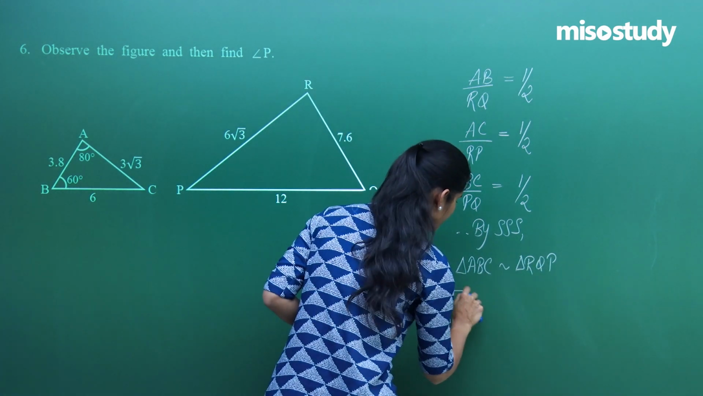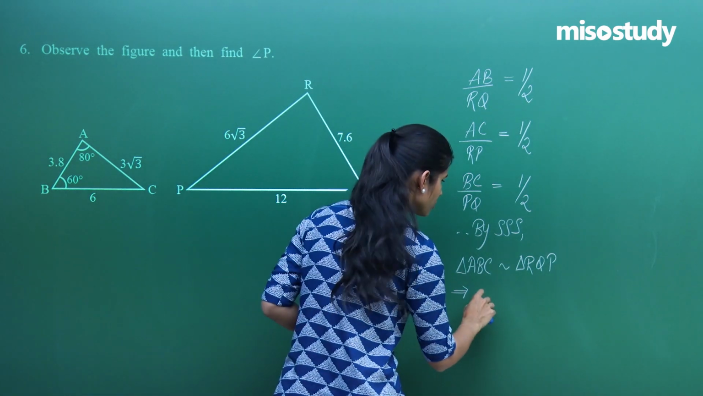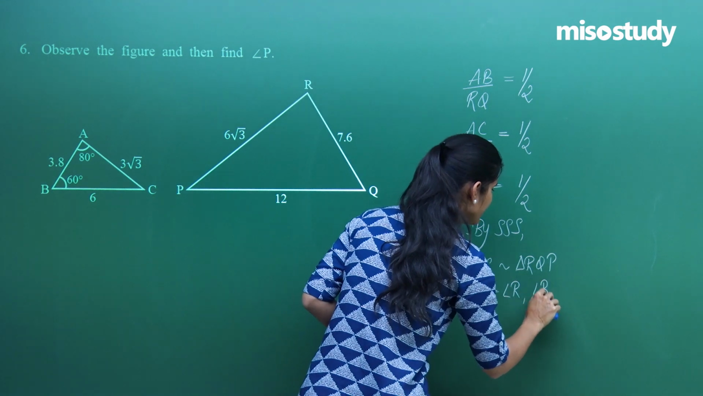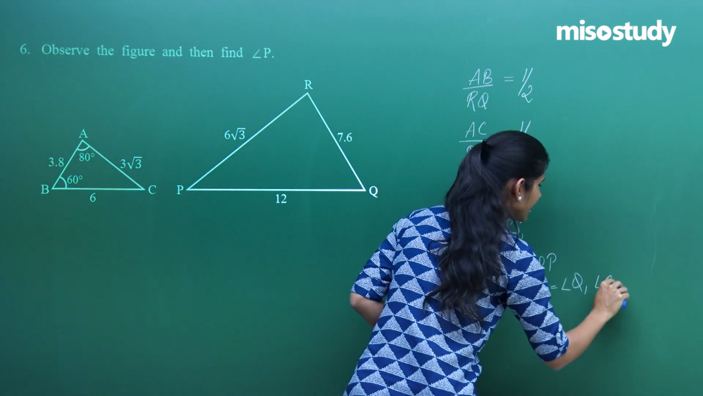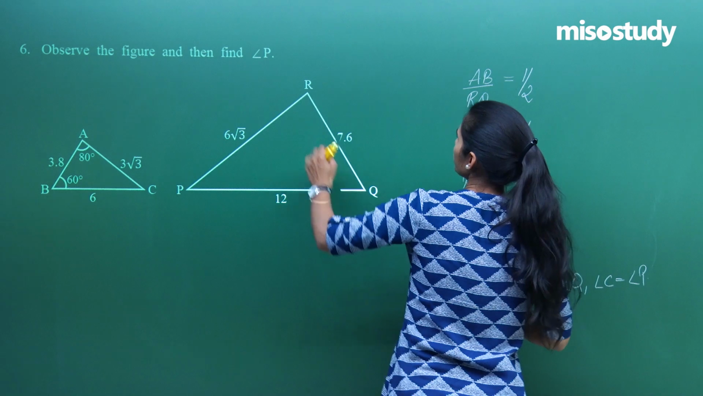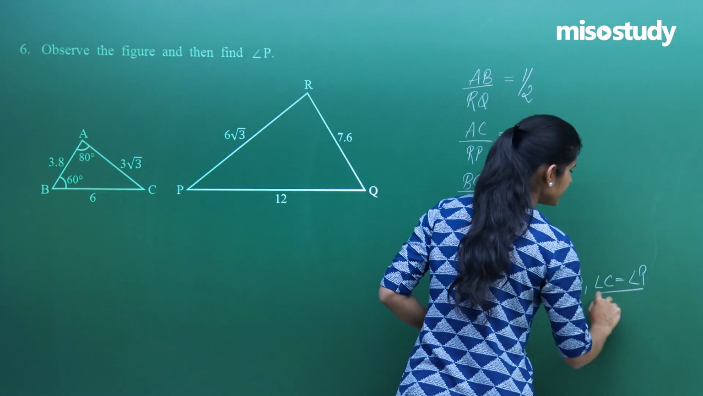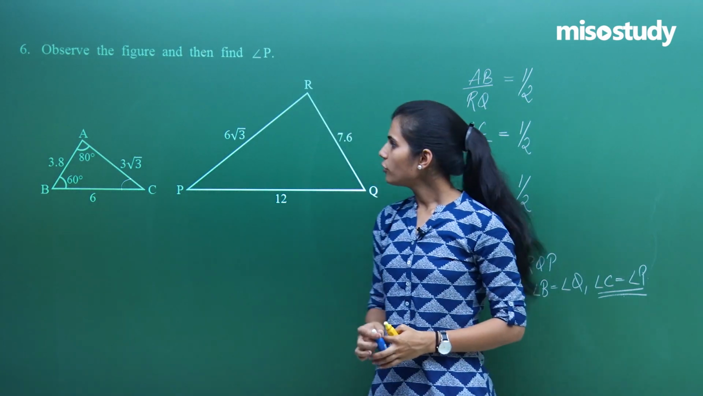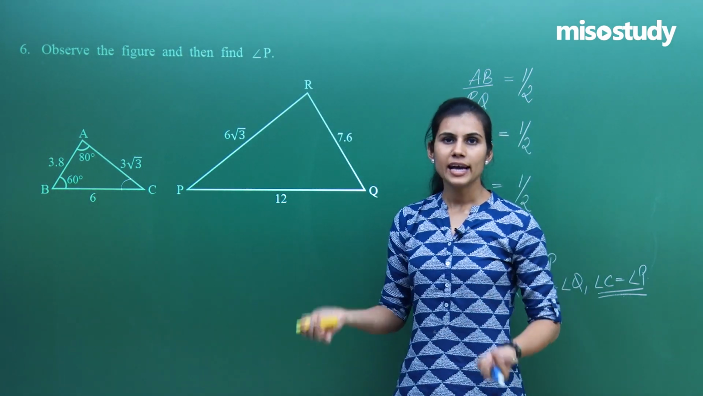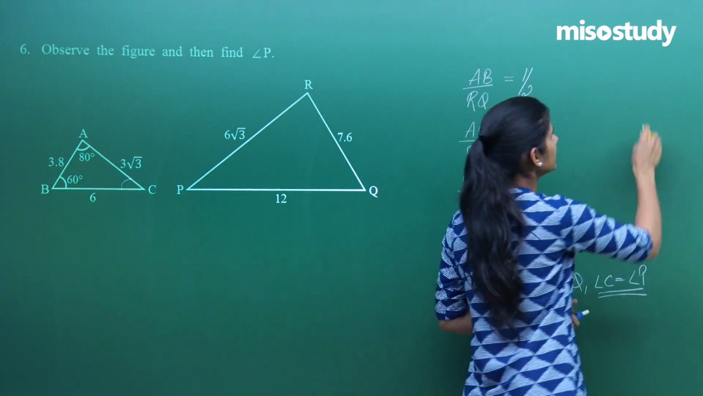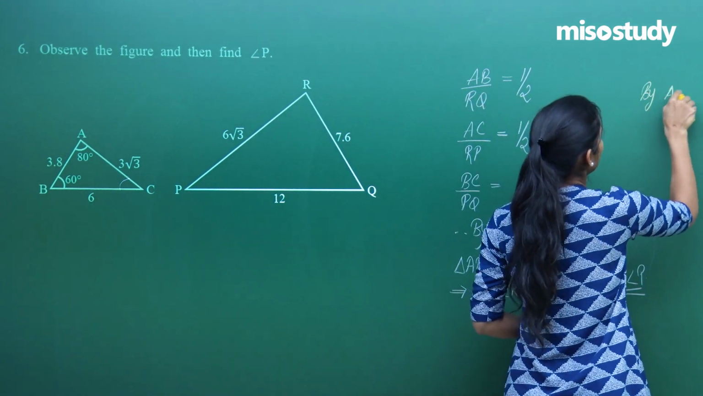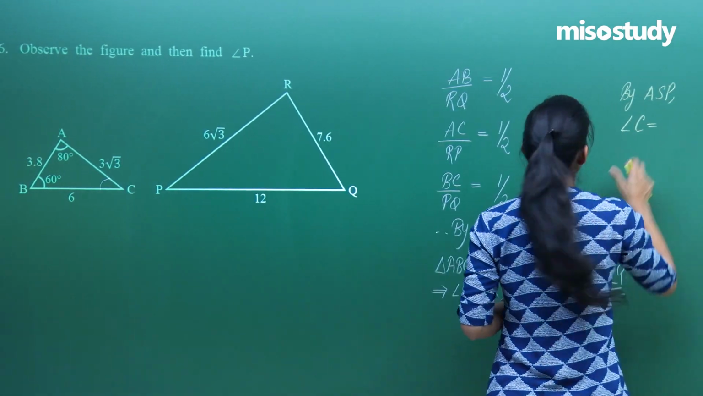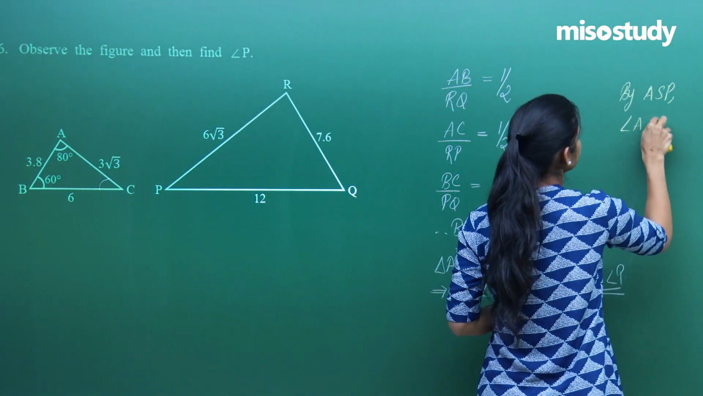So these two are similar means that corresponding angles are equal. So you have angle A is equal to angle R, angle B is equal to angle Q, angle C is equal to angle P. I have to find angle P. Angle P is same as angle C. What is angle C? If I talk about triangle ABC, two angles are known. One angle can easily be known by angle sum property. So by angle sum property, angle C is what? Angle A plus angle B plus angle C is 180.